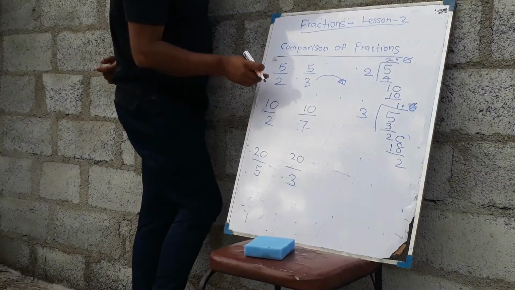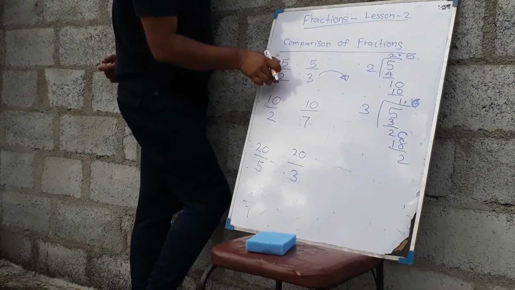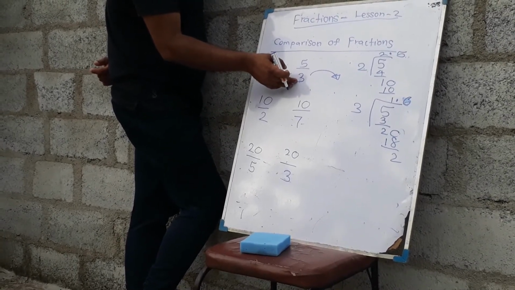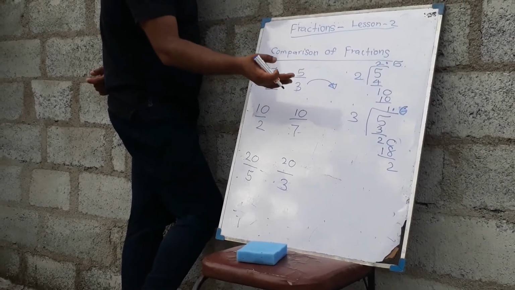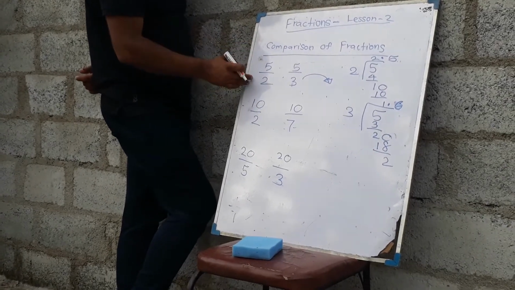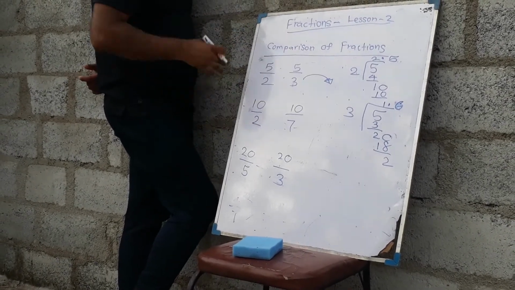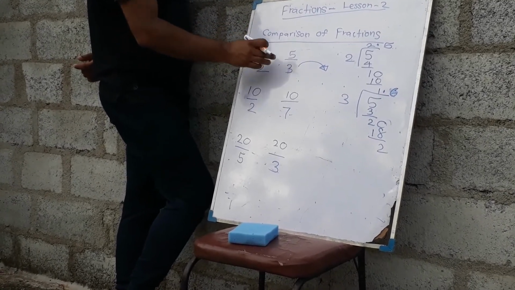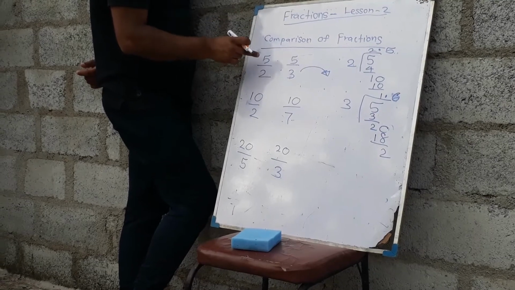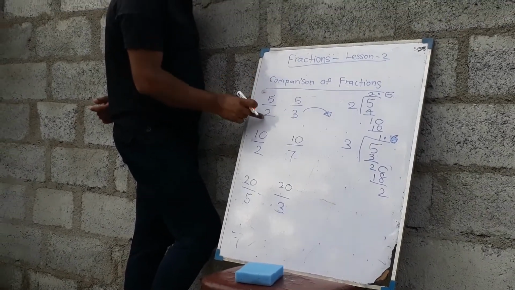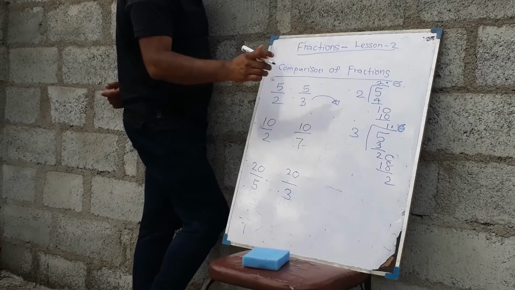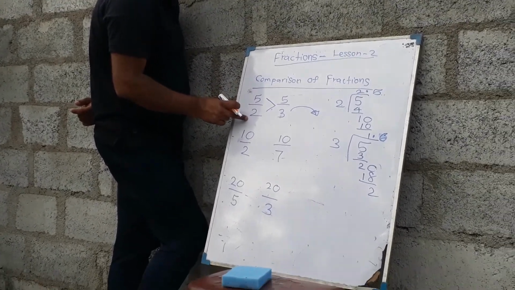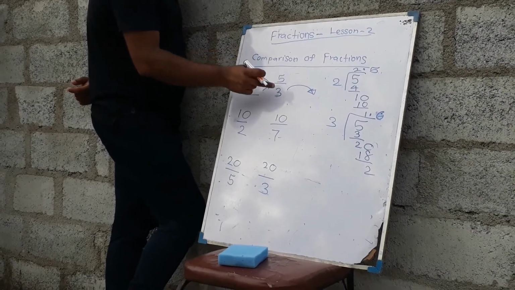So if you look at this one, this has become greater, and the fraction with the bigger number has become the lesser one, right? So for the given fractions, if the numerator is equal, look at the denominators, and the fraction with the smaller number becomes the greater one, then you need to put like this. Then 5 halves is greater than 5 thirds.